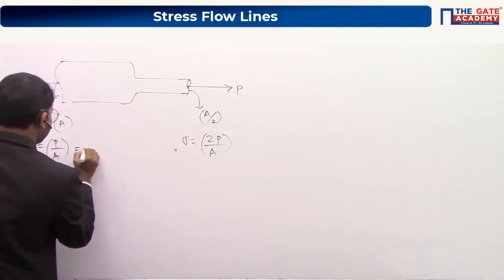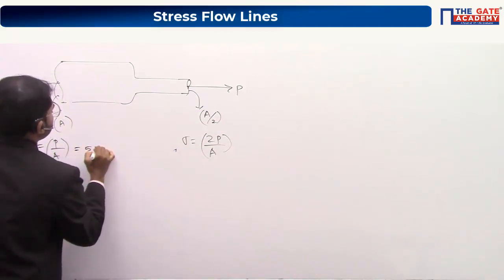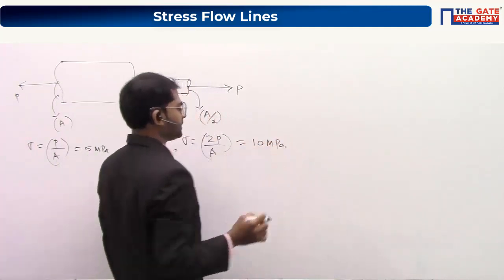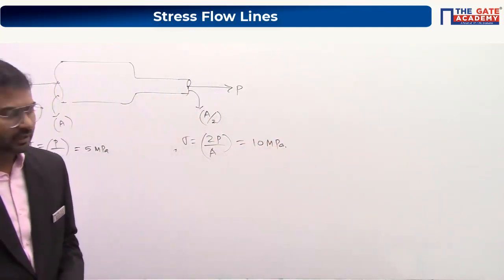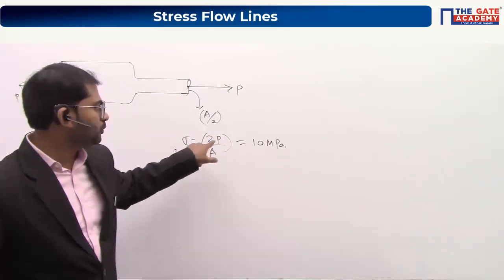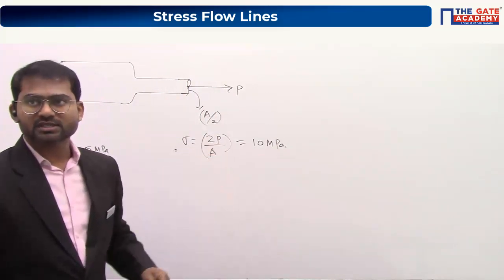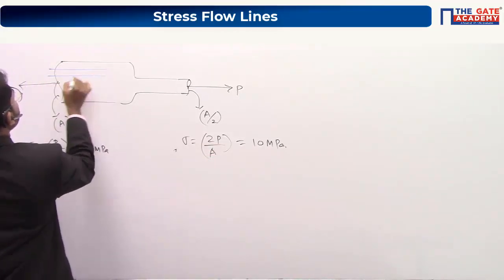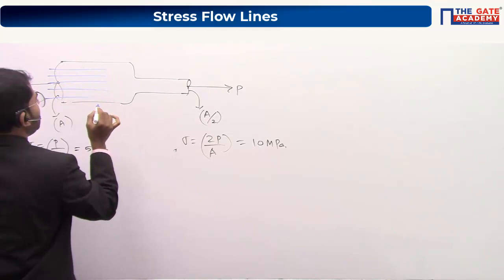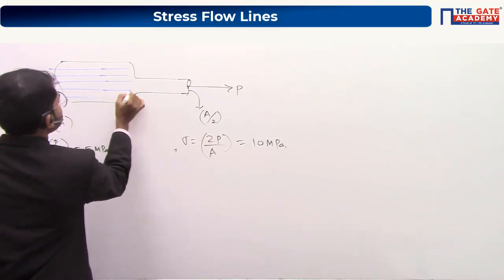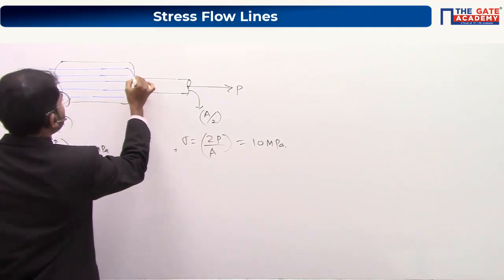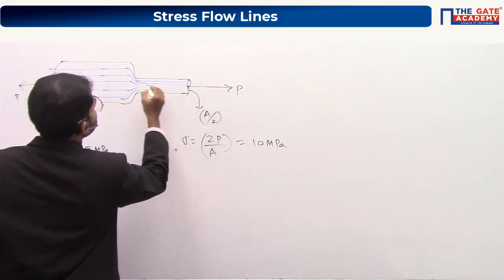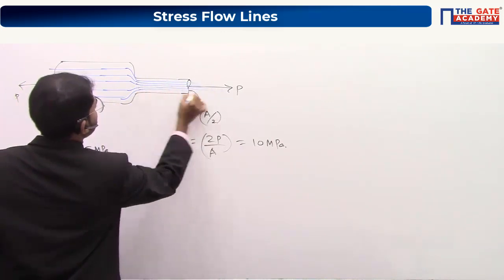So let's assume this P by A value is equal to 5 megapascal. So here it becomes 10 megapascal here. Understand? 5 megapascal. So here it becomes double the value because 2P by A is there. To show this stress variation, I am using lines here. So 5 megapascal, 1, 2, 3, 4, 5. So these 5 lines should go on like this, and they will converge, or they will come near like this, and they will come out of the other area of cross section here like this.